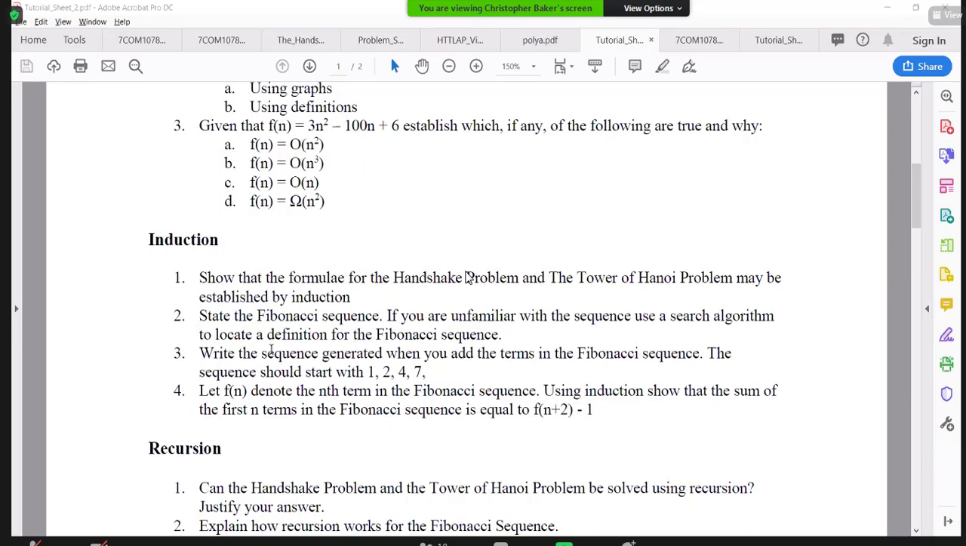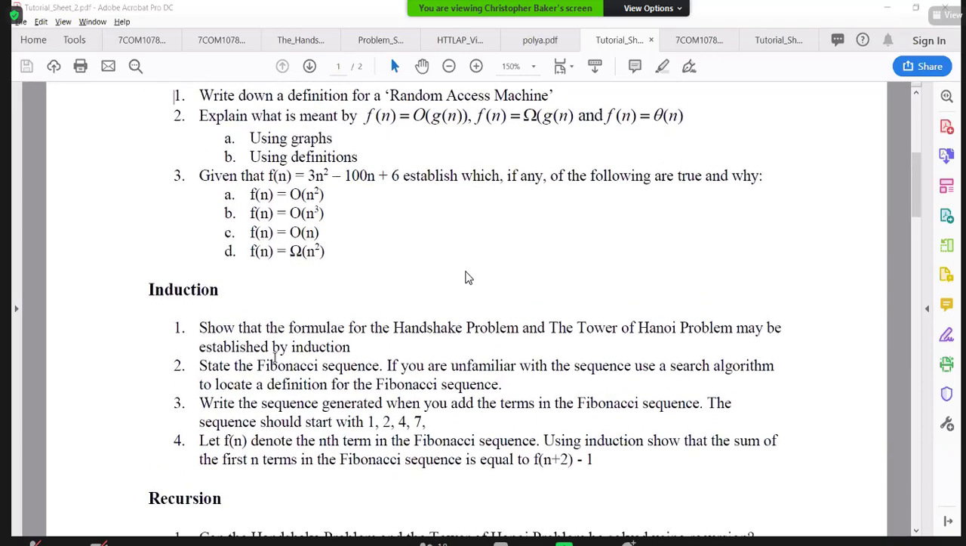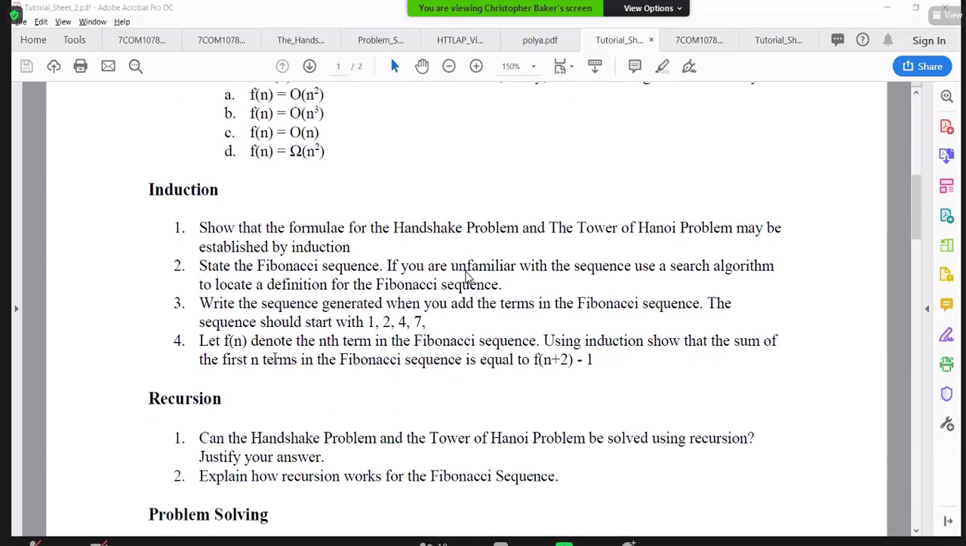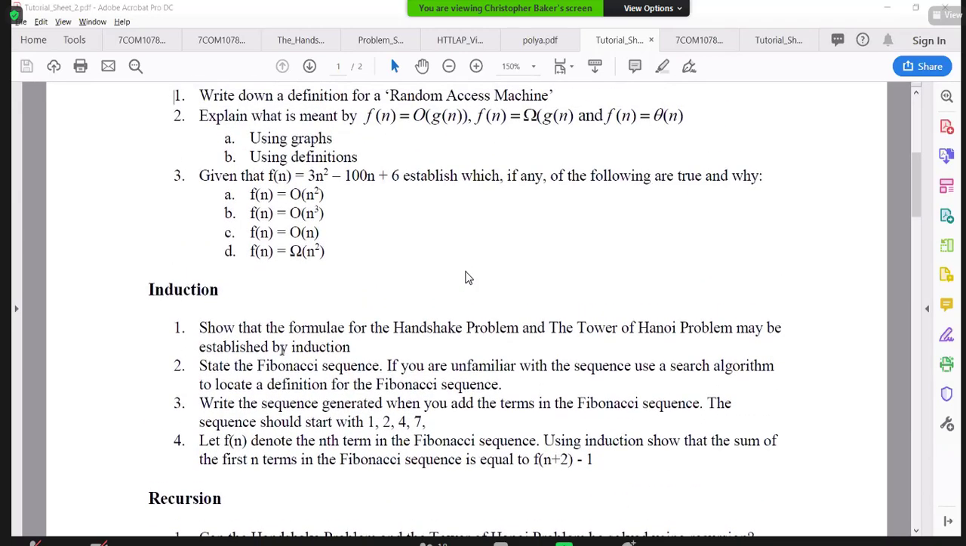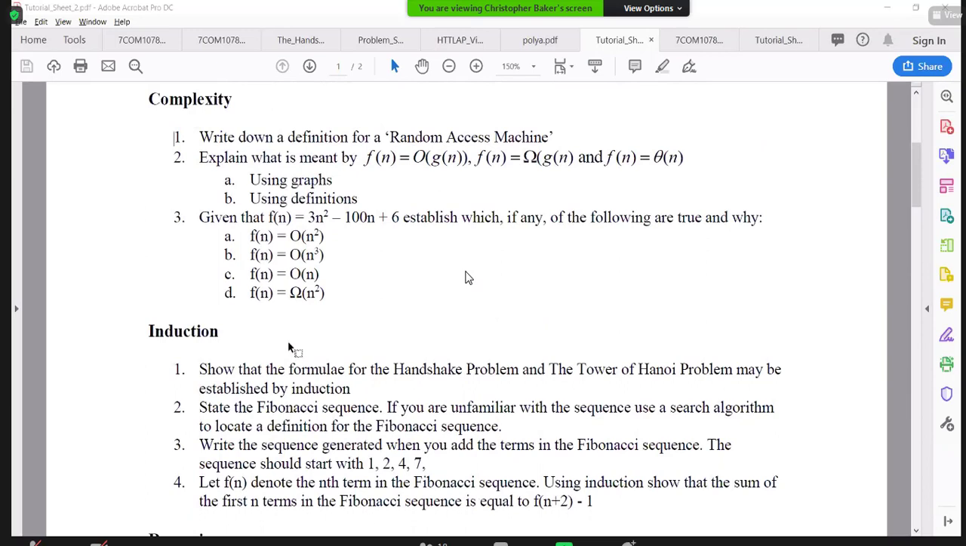After you have completed the complexity part, we start looking at induction, and then we look at recursion. The first inductive question is to show that the formulae for a handshake problem may be established by induction. Using the principles of mathematical induction, which is important in functional languages because it links to recursion, we can formulate it.